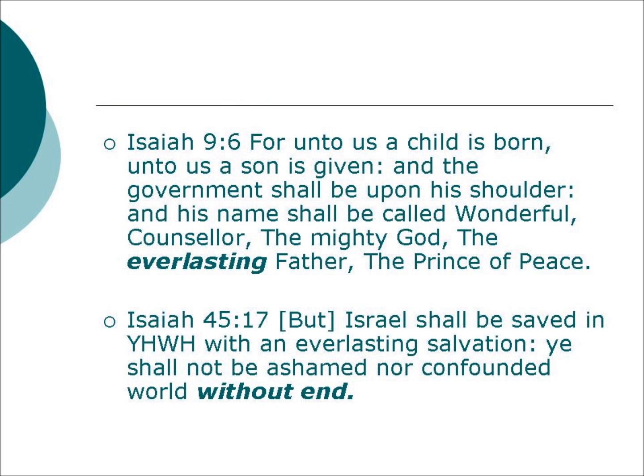In Isaiah 9:6, a very well-known verse, it's verse 5 in the Hebrew, "For unto us a child is born, unto us a son is given, and the government shall be upon his shoulder, and his name shall be called Wonderful, Counselor, the Mighty God, the Everlasting Father, the Prince of Peace." That phrase, Everlasting Father, in Hebrew is "Avi Ad," the Father of perpetuity, the Father of forever.